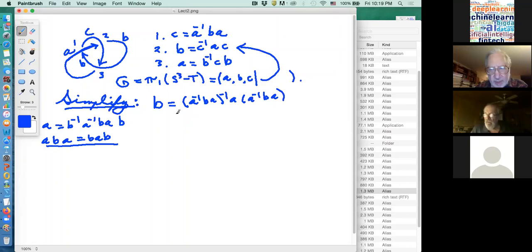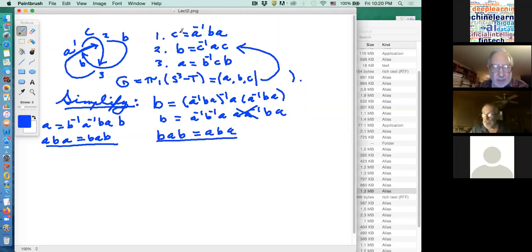Now what about here? When I write this out, B is equal to the inverse of this, which is A inverse B inverse A, then A inverse, and BA, and A inverse cancels out, and I can multiply by A and then by B, and I get BAB is equal to ABA. So I get the same relation.